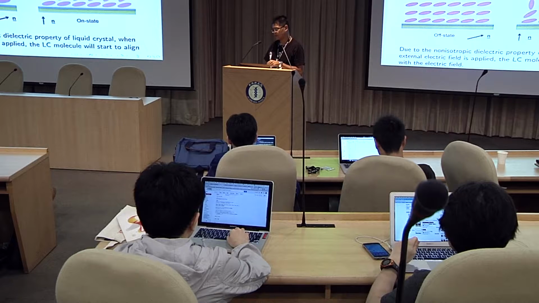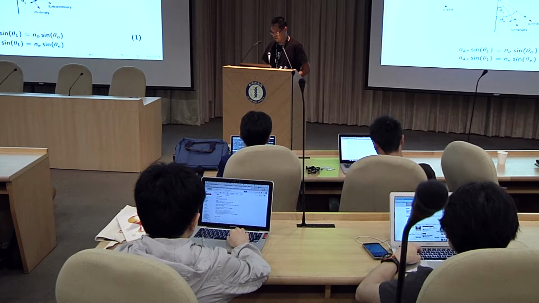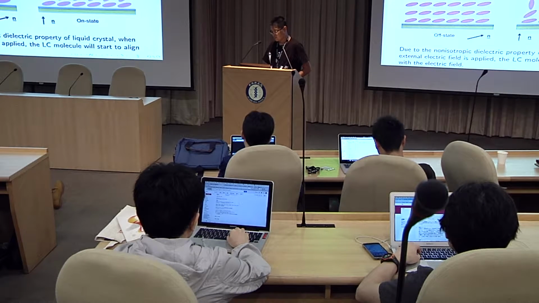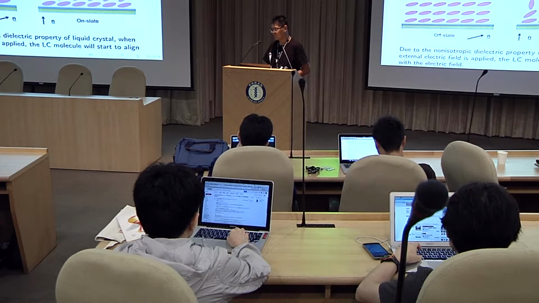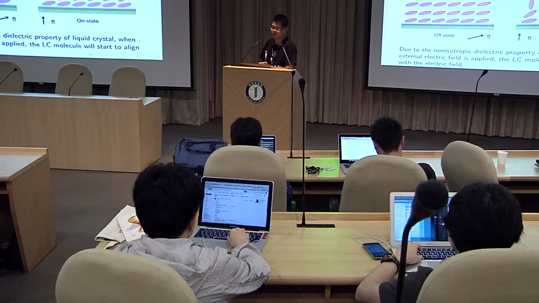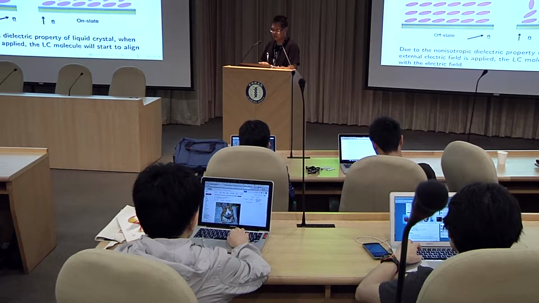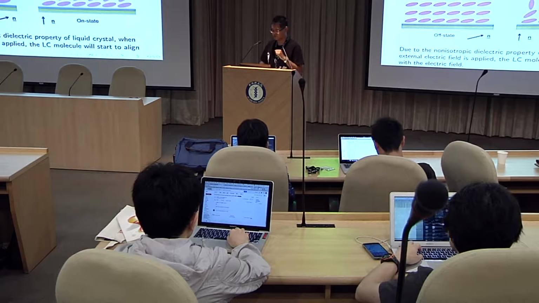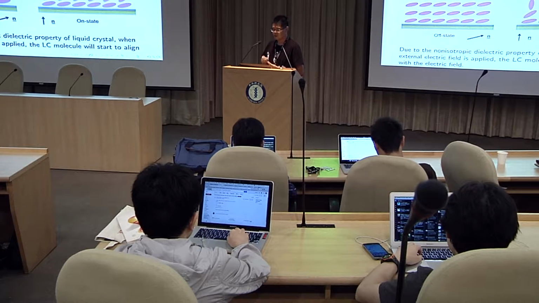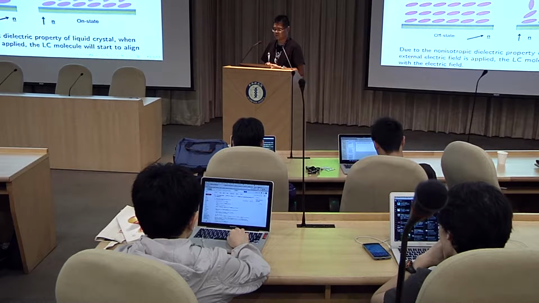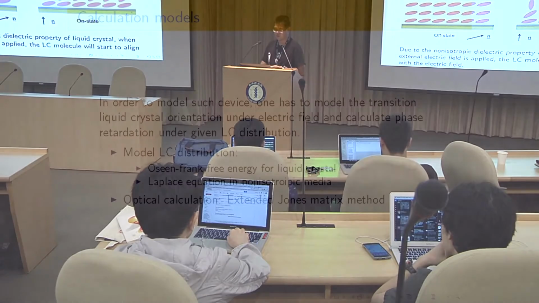But when you apply an electric field, these two boundary conditions are the same, but in the middle the molecules start to change their directions to align with the electric field. And because you can change the direction of the liquid crystal molecules, you can change the refractive index that the light sees when it propagates through this liquid crystal layer.